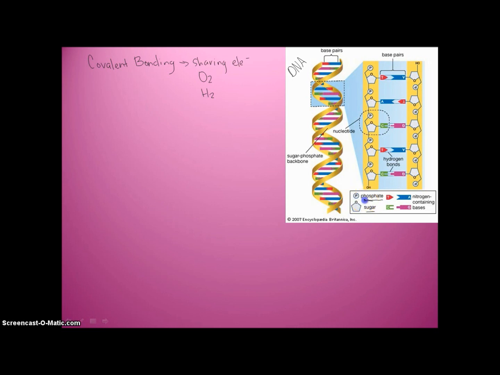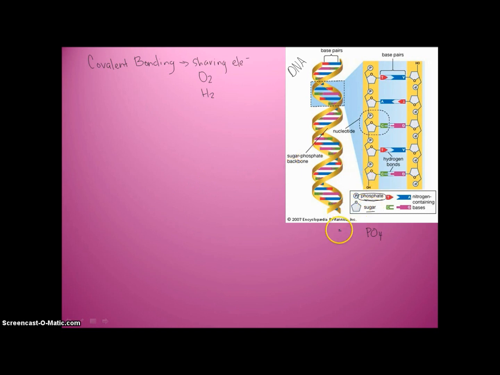Okay, and hopefully now you recognize this phosphate molecule to be something a little bit more than just something that's on the DNA. Well, we know now that this is PO4, right? This is a polyatomic ion that is bonded with the sugar molecule, giving DNA its unique shape.